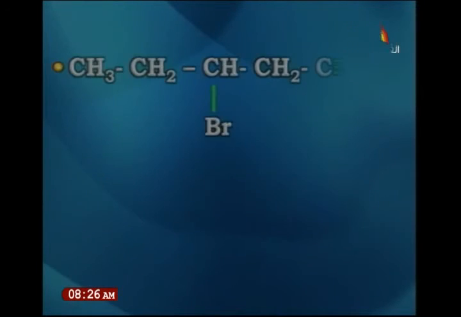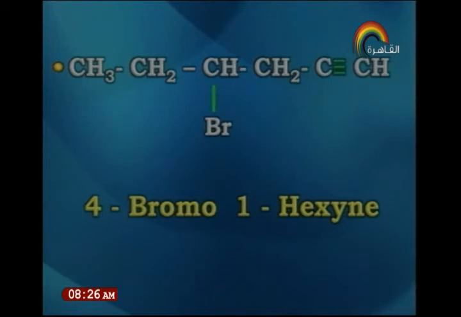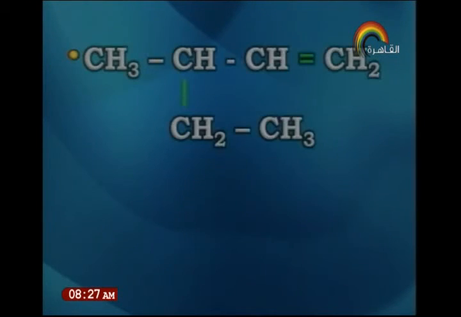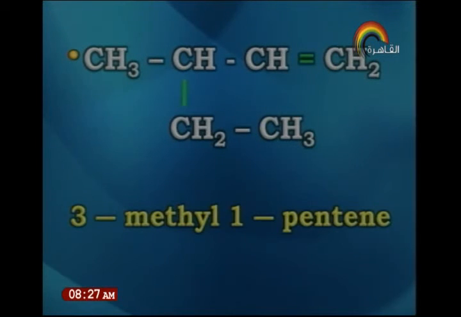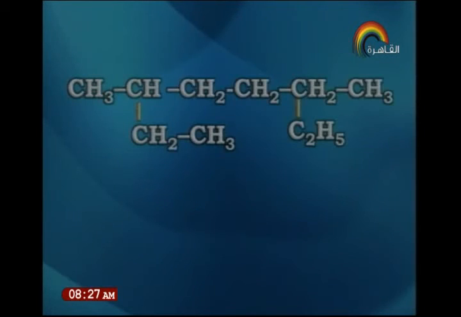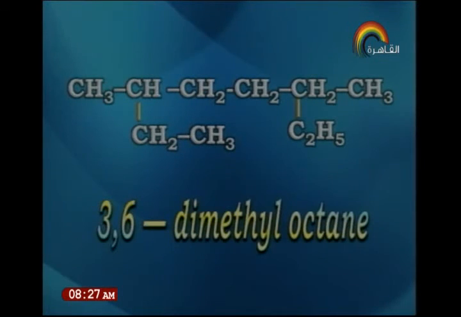1-bromo-2-chloro-cyclopentane. Next one, here the longest chain contains a triple bond, my dear students, so the compound will be 4-bromo-1-hexyne, as the triple bond is between carbon number 1 and carbon number 2. Next one. Here, my dear student, if you look at this compound and you are going to name it according to the IUPAC system, the longest chain is 8 carbon atoms, so the name will be 3,6-dimethyl-octane.